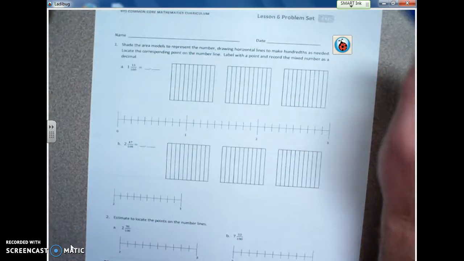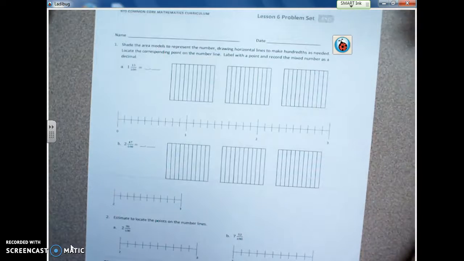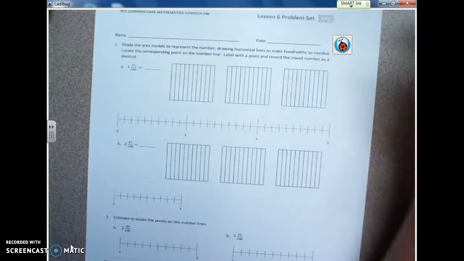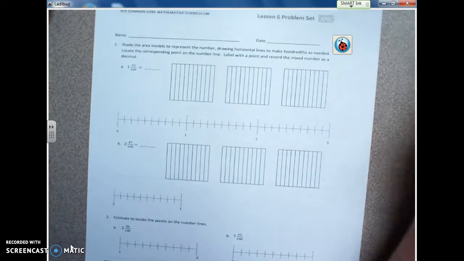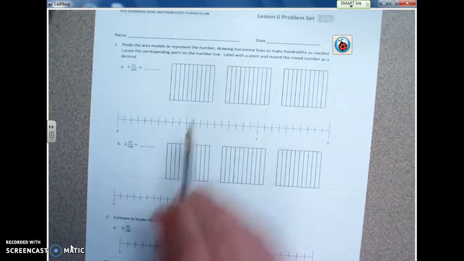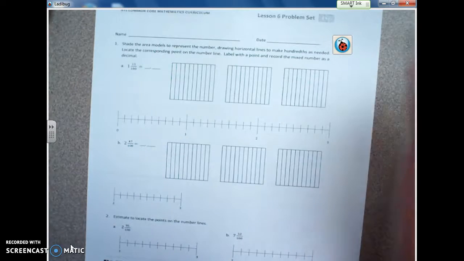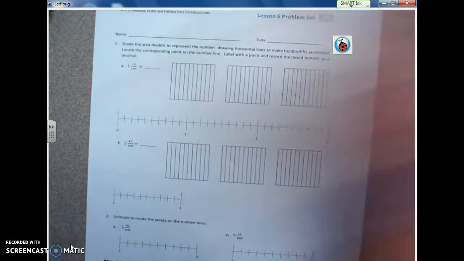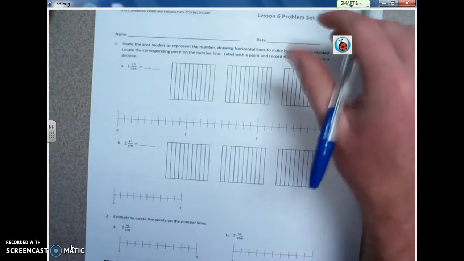All right, so today we're going to talk about turning fractions that are greater than 1 into decimals. So our directions say shade the area models to represent the number, drawing horizontal lines to make hundredths as needed. Locate the corresponding point on the number line, label with a point, and record the mixed number as a decimal. So my first fraction, for 1a, is 1 and 15 hundredths.